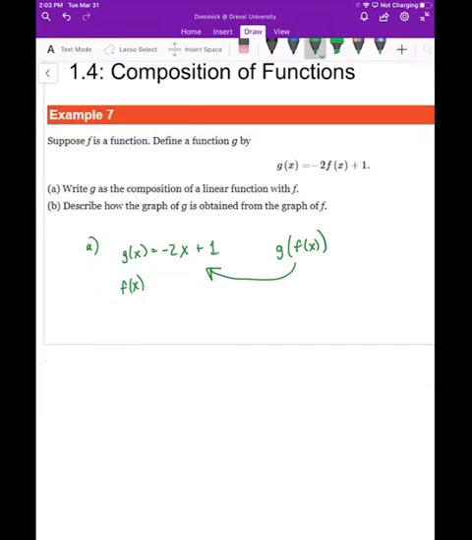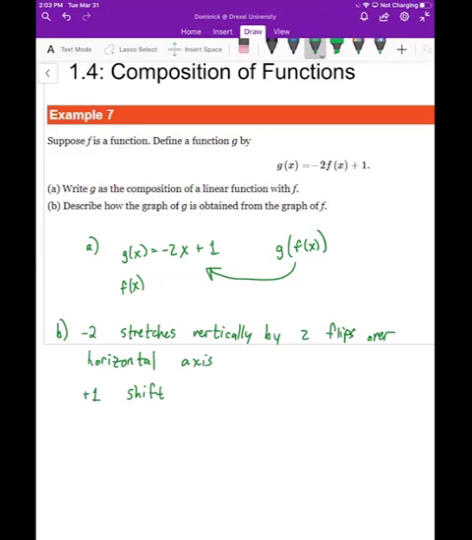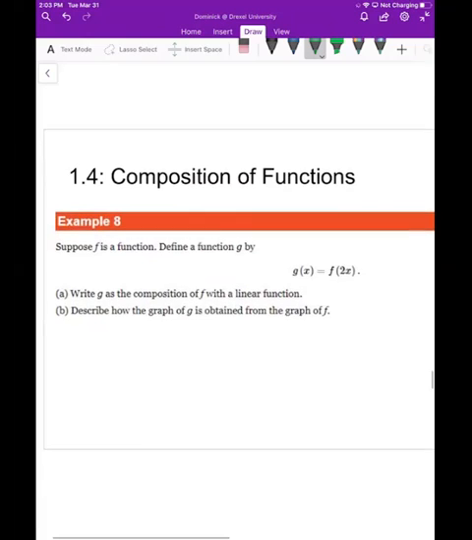So now, of course, part B is sort of a review of the previous video. How is the graph of g obtained from the graph of f? Well, the -2 stretches it by 2, and it flips it over the horizontal axis. And then the +1, of course, is going to shift it up 1. All right, so that's the idea there.